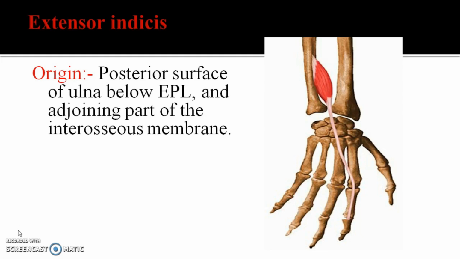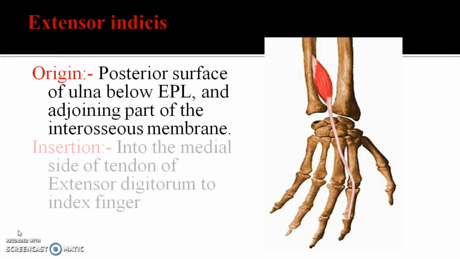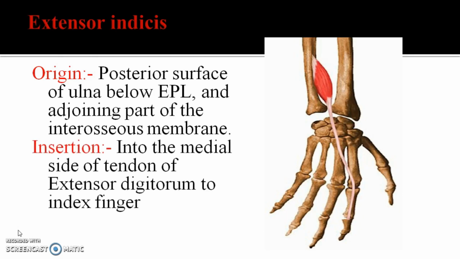So the origin of this muscle is from the posterior surface of the ulna just below the origin of extensor pollicis longus, and also from the adjoining part of the interosseous membrane. Insertion is into the medial side of the tendon of extensor digitorum to the index finger. So this muscle is going to give action in the index finger.